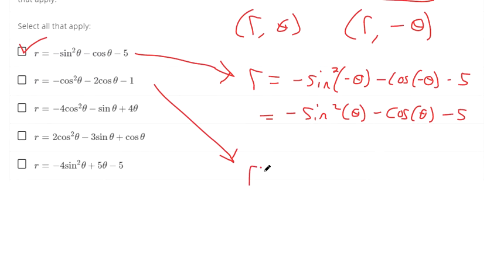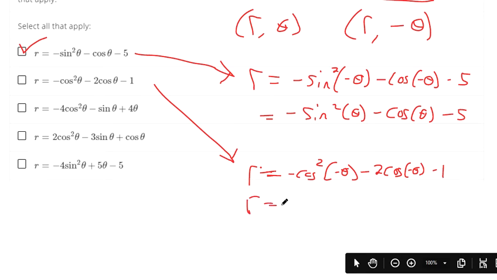And then down here, we're going to do the same thing. Plug in our negative theta. So cosine squared negative theta, it's all going to be positive. The negative sign gets applied after. And then over here, it's still minus 2 cosine theta because cosine is different from sine. Cosine is even. Now does that match? Yeah, it does match. So this is a winner.